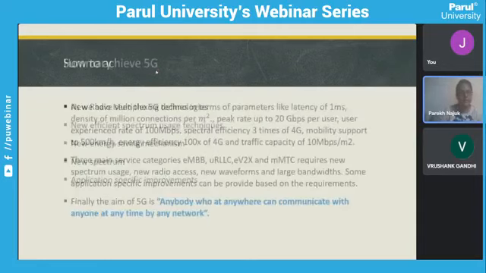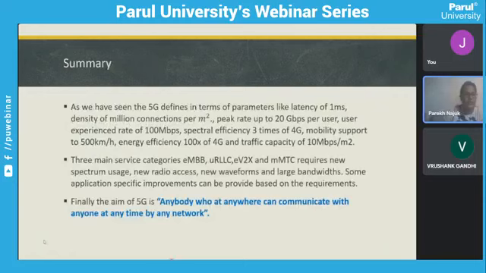Fine. So let's summarize this session. We know that 5G is defined by 8 parameters: latency, peak data rate, user experience data rate, spectral efficiency, mobility support, energy efficiency, and traffic capacity.